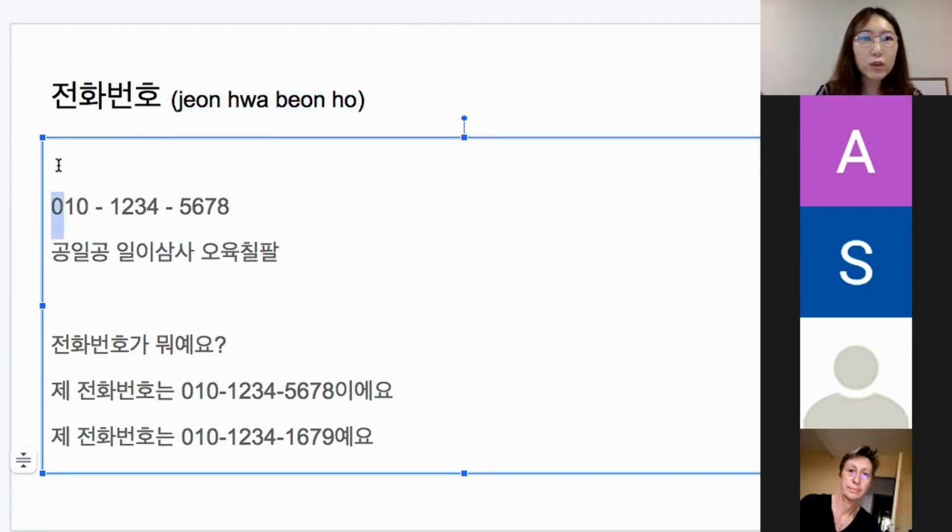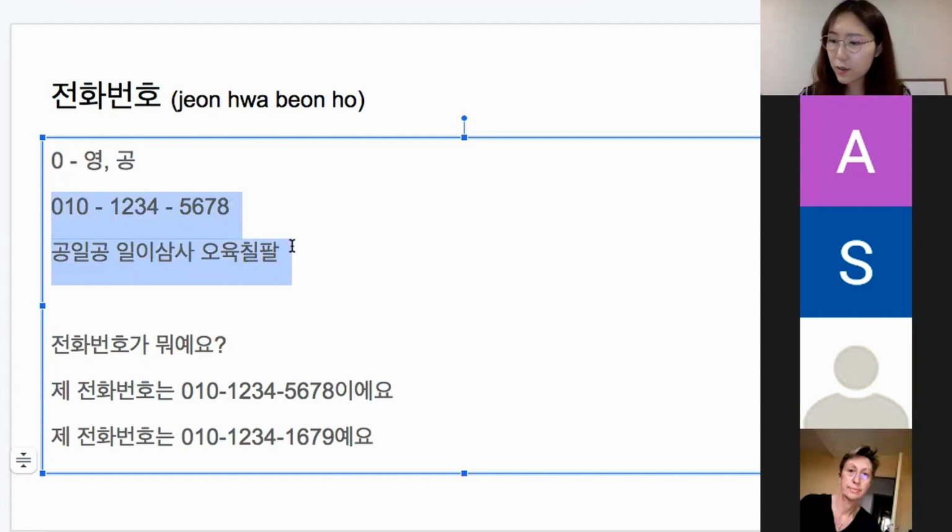I told you we call 0 two different ways. But when we say our phone number, we use the other one. So 0, 1, 0. We practiced already. 1, 2, 3, 4, 5, 6, 7, 8. So my phone number is 010 1234 5678. You can practice it. 010 1234 5678. Good.